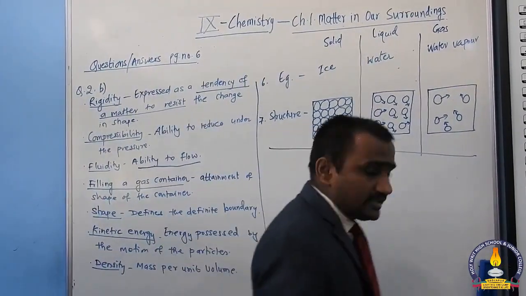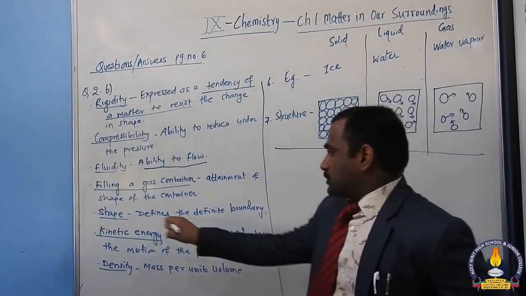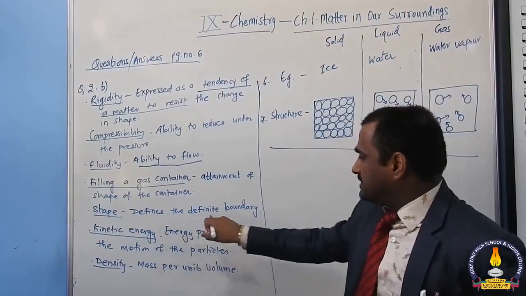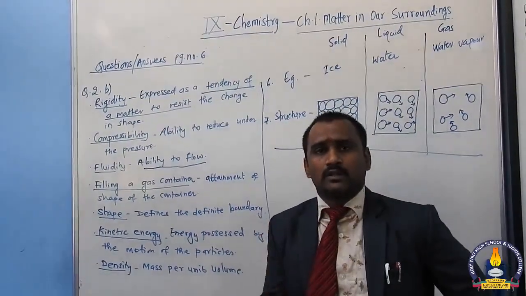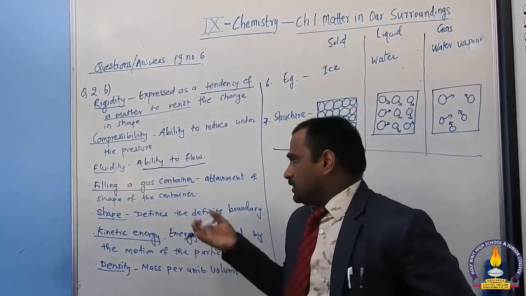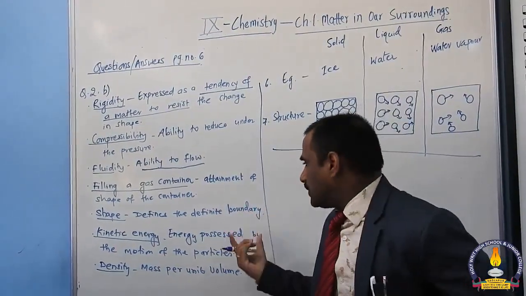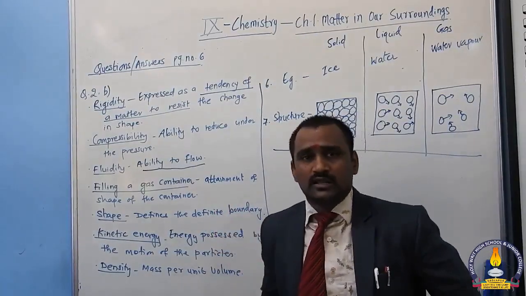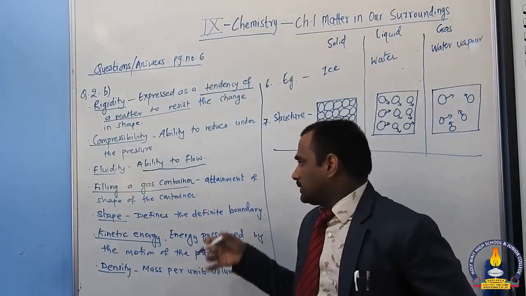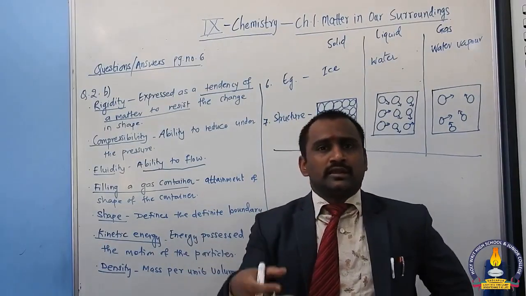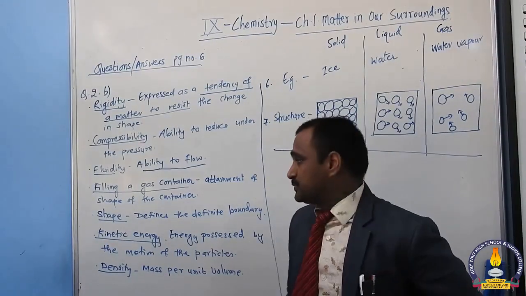Then the next one is shape. Shape is nothing but it defines the definite boundary of that particular element. Means what? The solids are having definite shapes. They are having the proper boundaries. That's why the solids are having the definite shape. Rather than this, liquids and gases will not have the definite shape.